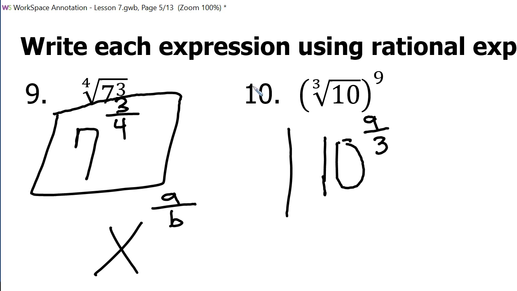I do know this simplifies. What is 9 divided by 3? 3. And then 10 to the 3rd power is going to be 1,000. But did they say to simplify? No, they just said to write it as a rational exponent. So in a few minutes, we will be simplifying those. So here, just write it as a rational exponent, and all 3 numbers in the problem is what I want to see in your answer.